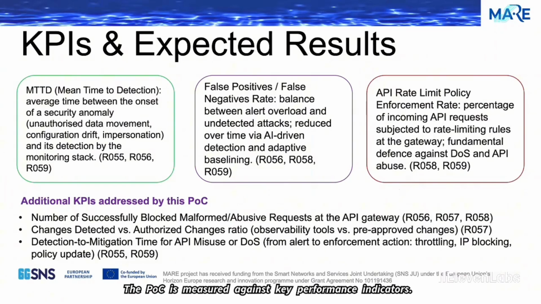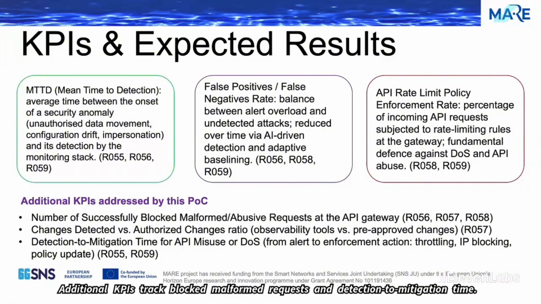The PoC is measured against key performance indicators. Mean time to detection tracks how fast anomalies are identified. False positive and negative rates track detection accuracy. The API rate limit enforcement rate measures DoS protection at the gateway. Additional KPIs track blocked malformed requests and detection to mitigation time.